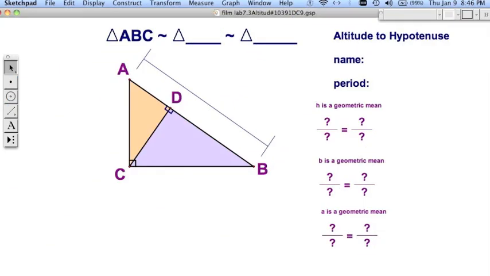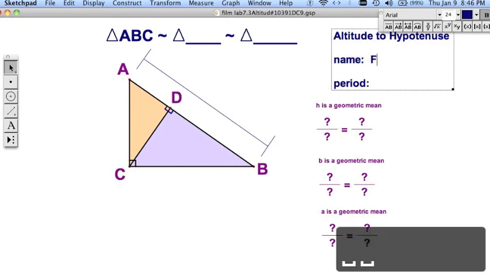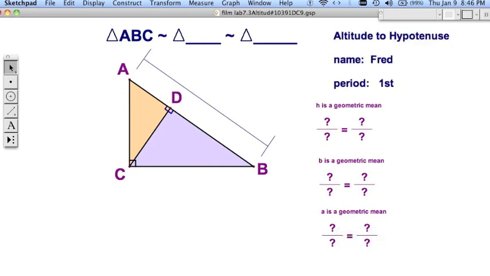Okay, here we go with our altitude to hypotenuse lab. Make sure you put your name on this document, and let's say what period you're in, first period, and let's get to it. We're going to take this, the infamous altitude to hypotenuse, and we're going to rearrange it, and we're going to see which geometric means we can see from it, and which similar triangles.